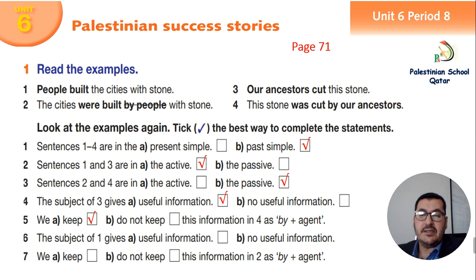Number 6, the subject of 1 gives useful information or no useful information? Yes, useful information, because also we know who did the action, people did that. Number 7, do we keep or do we not keep this information in 2 as by agent? Look here, they crossed out by people because we don't know exactly who, so we do not keep it.